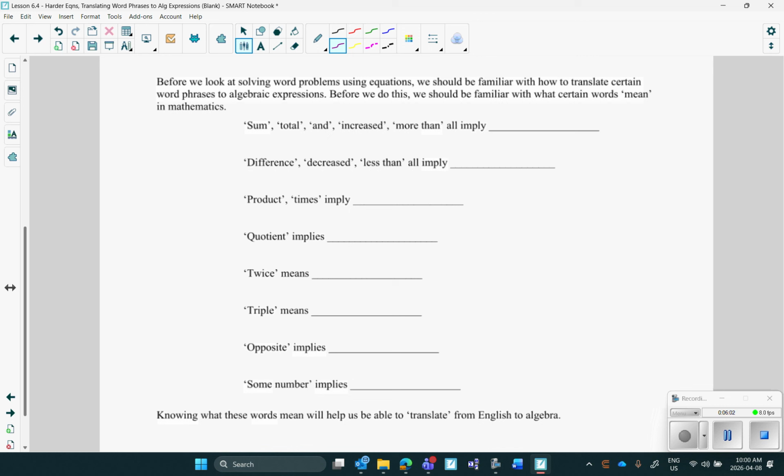If you saw a problem and it had the word sum or total or and or increase or more than, what math does that mean? What math are you going to do? Addition. So when you translate it to algebra, you can have plus signs in there. Difference, decrease, less than: subtraction.